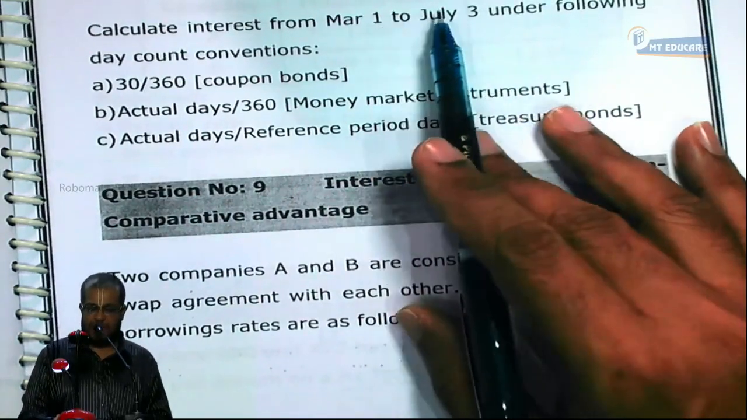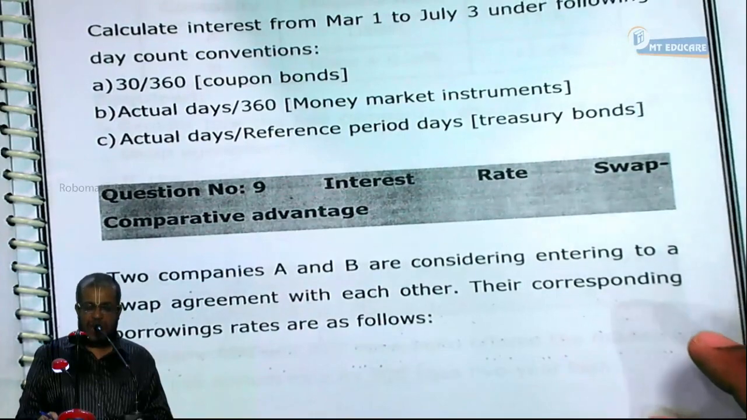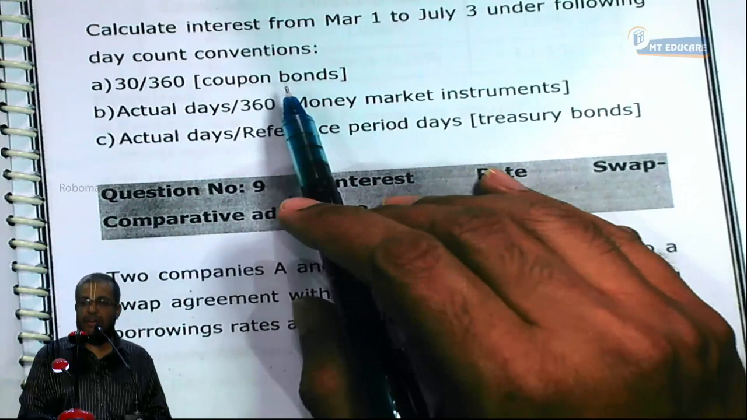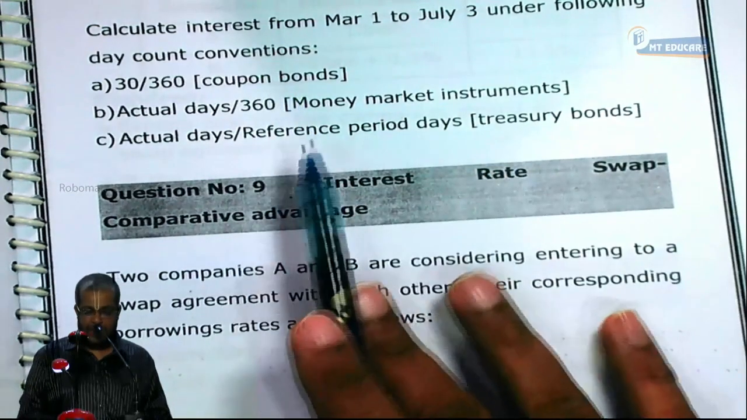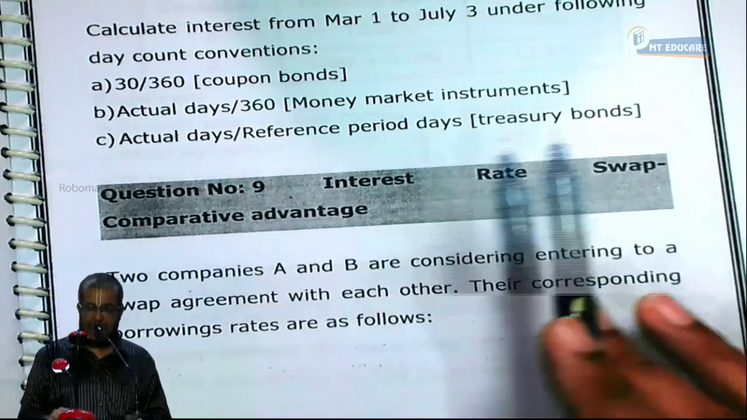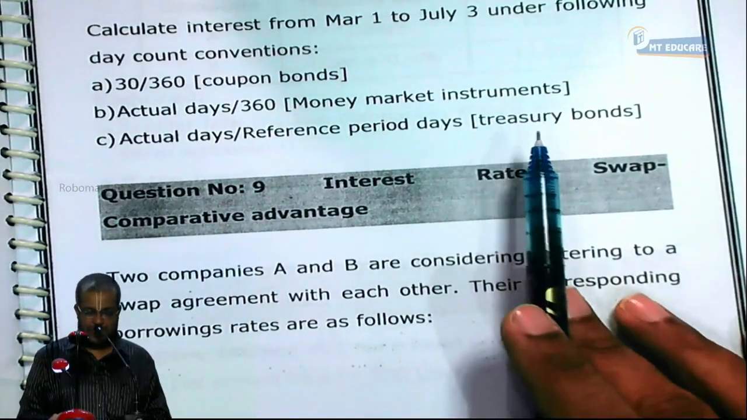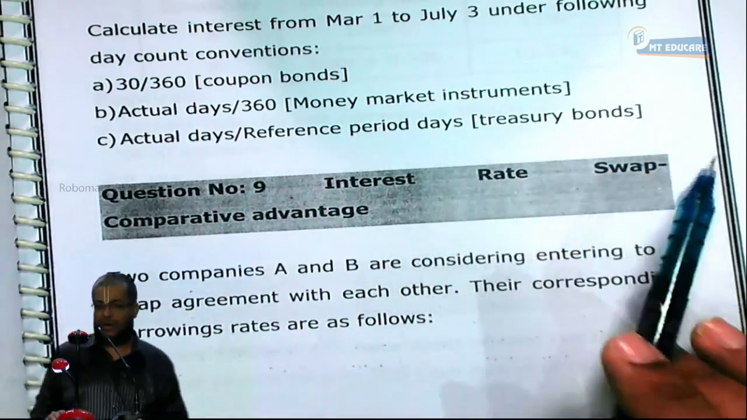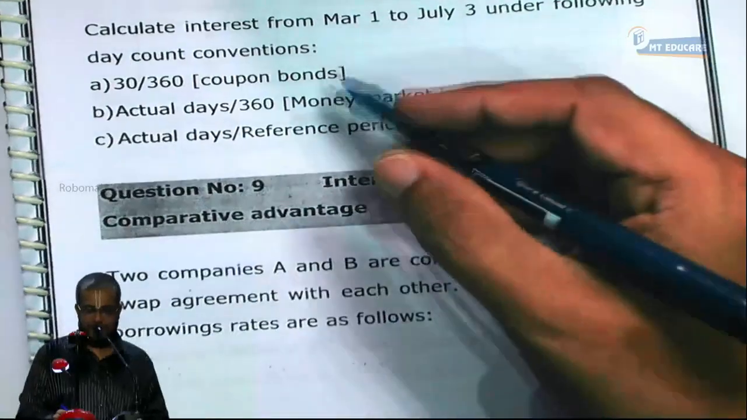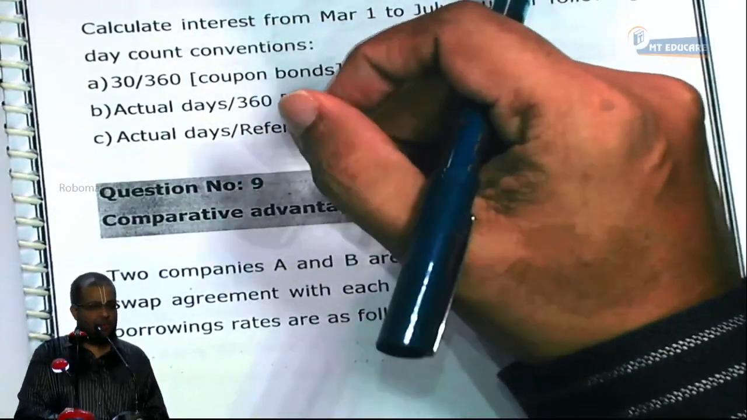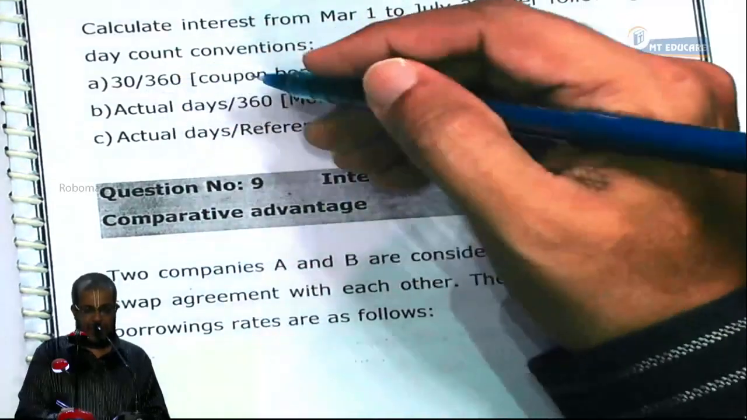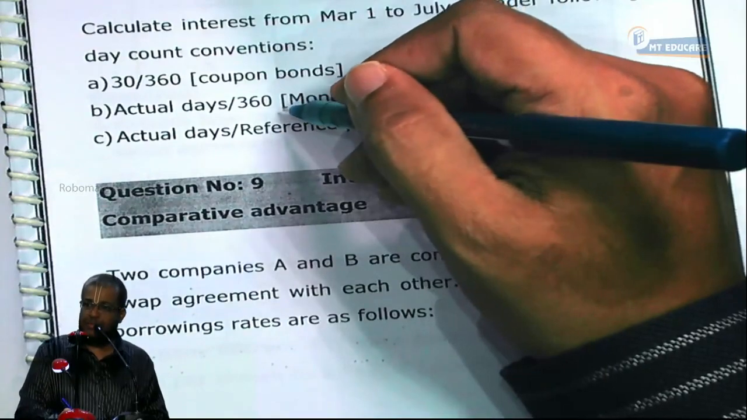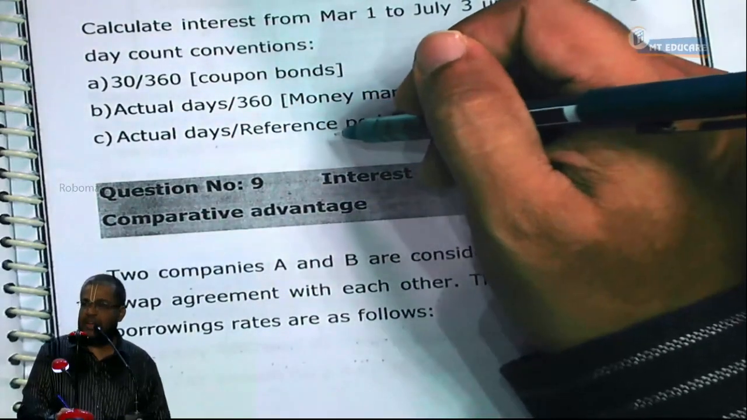Calculate interest from March 1 to July 3 under the following day count conventions. 30 by 360, a normal corporate coupon bond. Actual days by 360, which is used by money market instruments. Actual days by reference period, this is used by government bonds, called Treasury bonds. Different instruments calculate interest differently. There are three conventions: 30 by 360, actual days by 360, actual days by reference period.